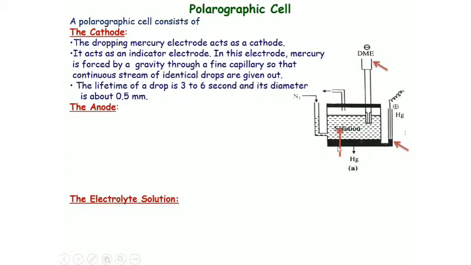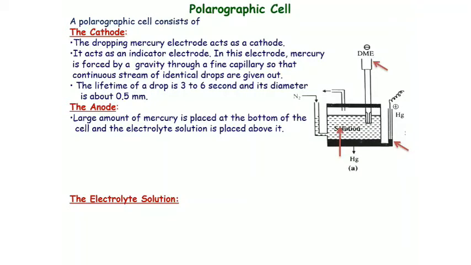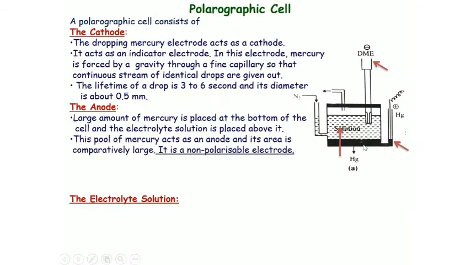The next electrode is the anode, which is present at the bottom of the cell here. Pool of mercury. It acts as a reference electrode, or in some instruments, calomel electrode is also used as a reference electrode. So, a large amount of mercury is placed at the bottom of the cell, and the electrolyte solution is placed above it. Here is the electrolytic solution which is placed above the reference electrode, pool of mercury.